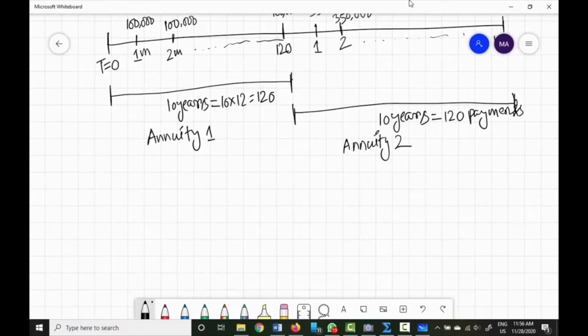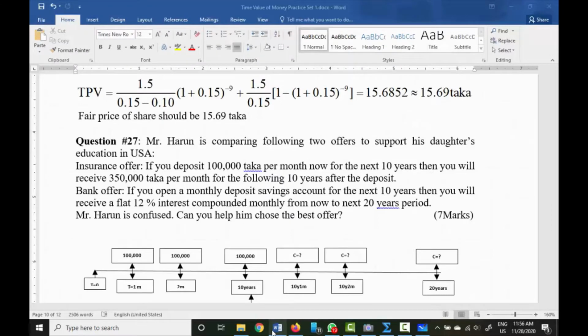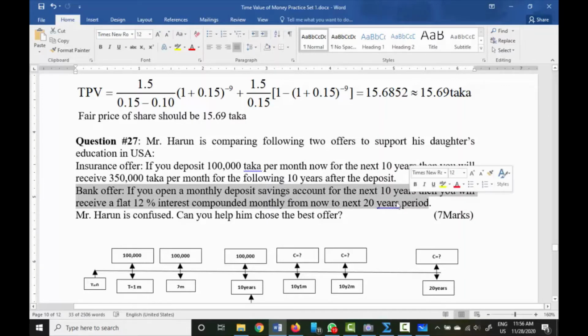Now let's check out the next offer, the bank offer. The bank is saying that if Mr. Harun opens a monthly deposit savings account for the next 10 years, then he will receive a flat 12% interest compounded monthly from now to the next 20 years period.